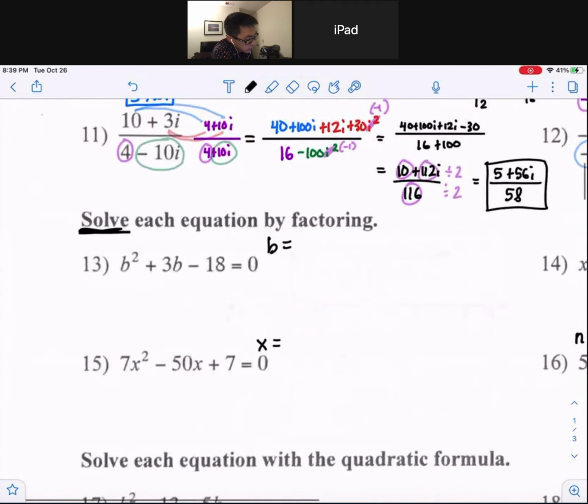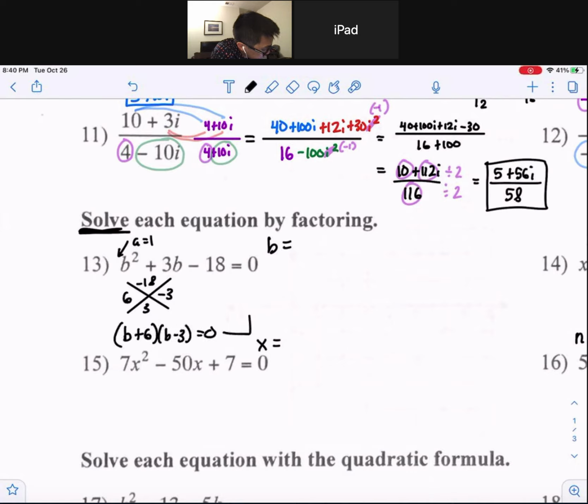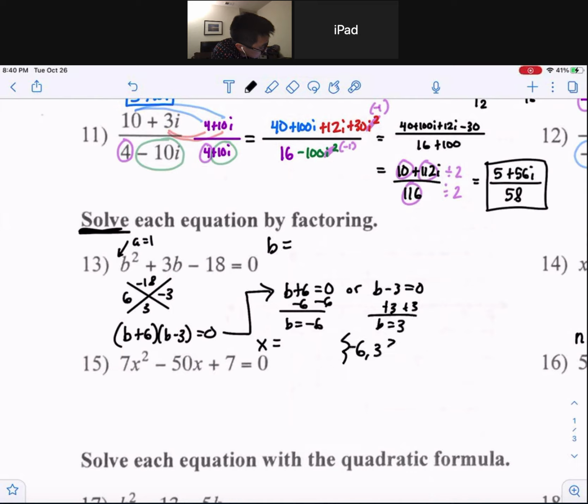So we gotta factor. This, you guys, is a is equal to 1. So you guys do x method, and you guys just use the two signed numbers. The two numbers that multiply to negative 18, but when you guys add it's 3, that's 6 and negative 3. So b plus 6 times b minus 3 equals 0. So to solve for b, you guys, you have to set both of your factors equal to 0. Subtract 6 from both sides, b equals negative 6, add 3 to both sides, b is equal to 3. Answer, negative 6, 3.